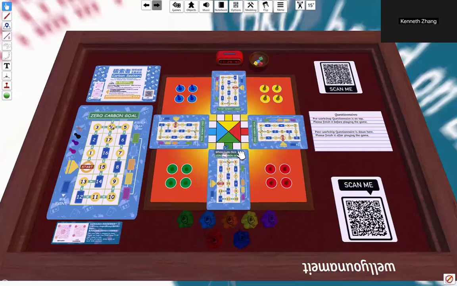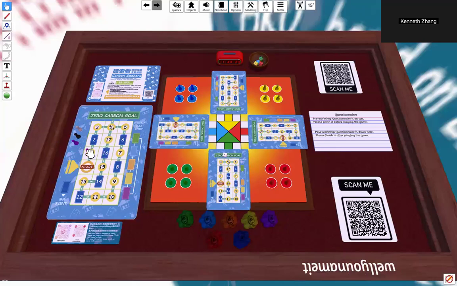Let's say the point is 1, so you should move 1 space forward, which is right here. So the road follows a pattern in this way. You follow the number, and the first person to reach the 0 carbon goal is the winner. But if you answer the question wrong, you cannot generally move.